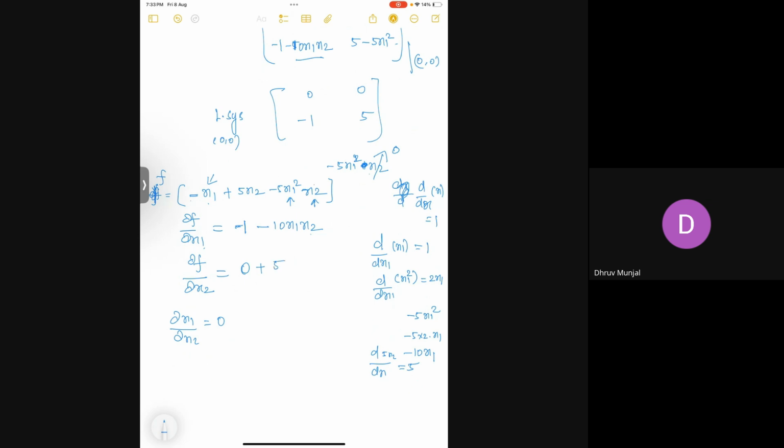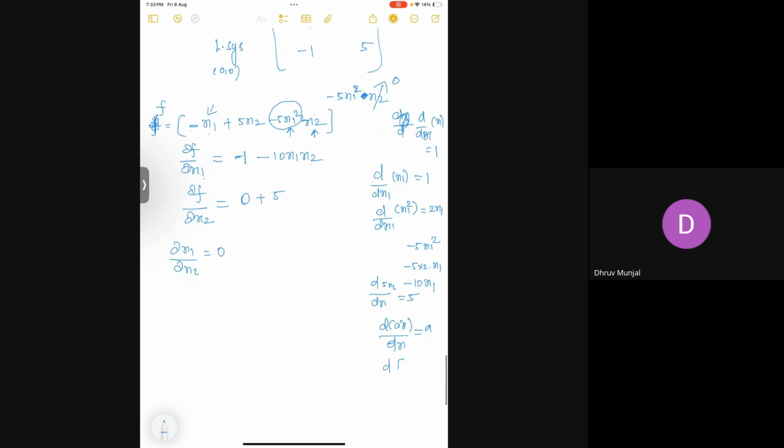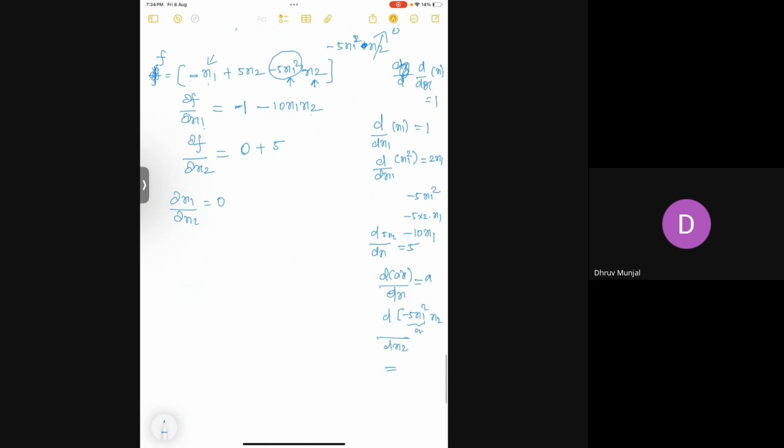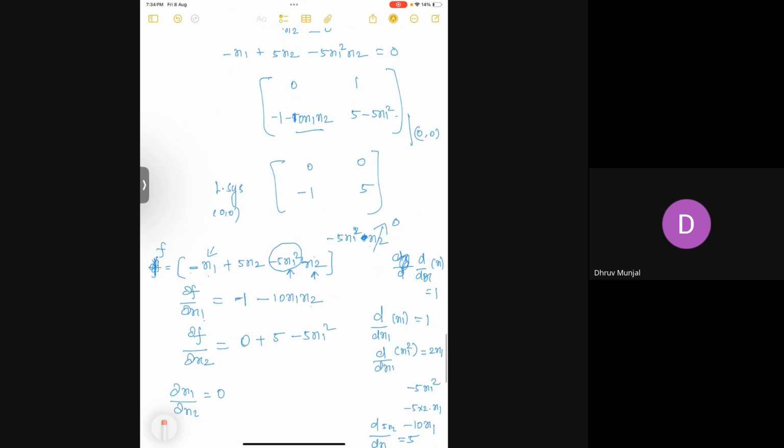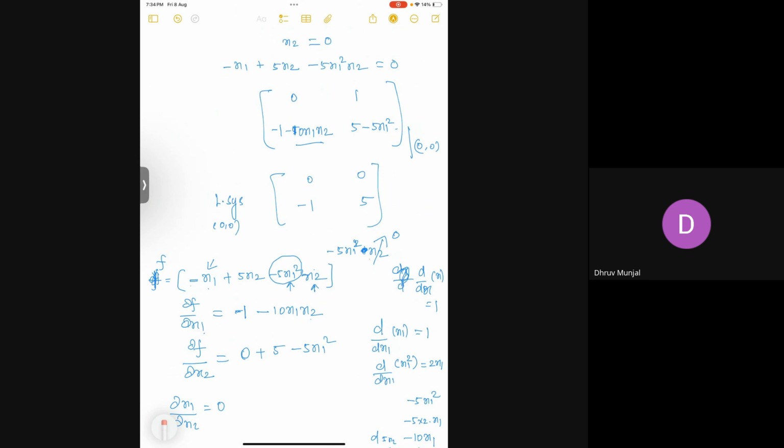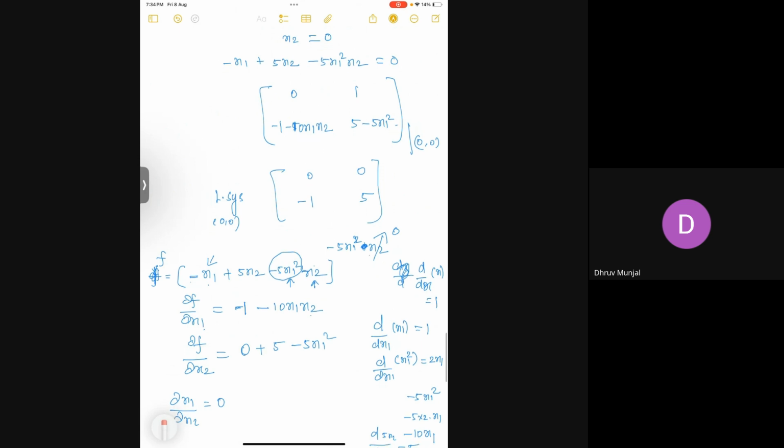Again, there is an x2 here, but consider the rest as a coefficient of x2. So d of ax by dx will be a. Here, d of minus 5x1 square times x2 by dx2, consider all this as a, so this will give me a, right? Minus 5x1 square as it is. That's why this is minus 5x1 square. Clear, or do you have a doubt? Yes, ma'am. Clear. That's why I have written 5 minus 5x1 square. Here it is minus 1 minus 10x1x2.